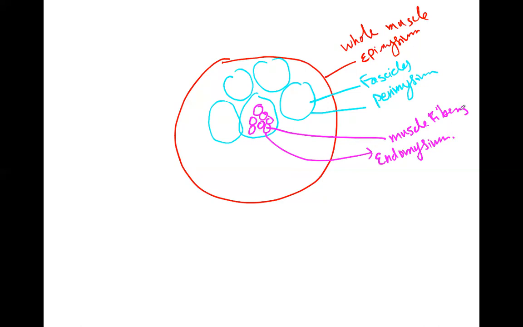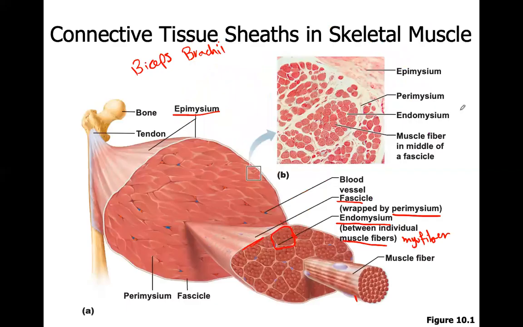So all I've done is basically depict the picture as a cross section, versus this one, where they're showing you an actual muscle pulling the structure out. So I just showed you a cross section of your muscle.